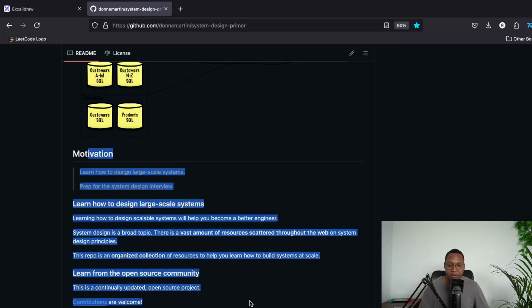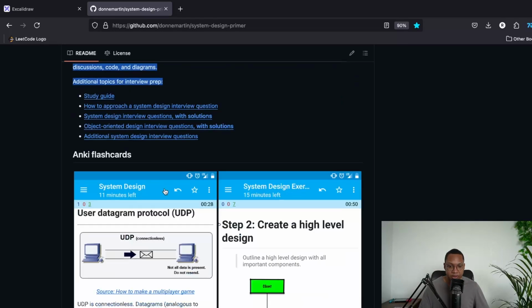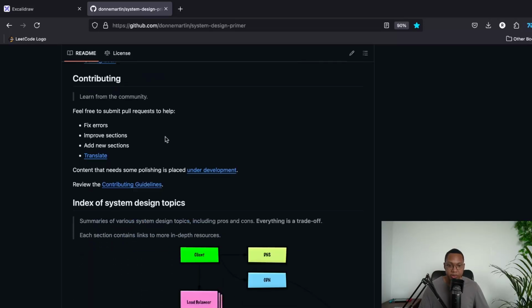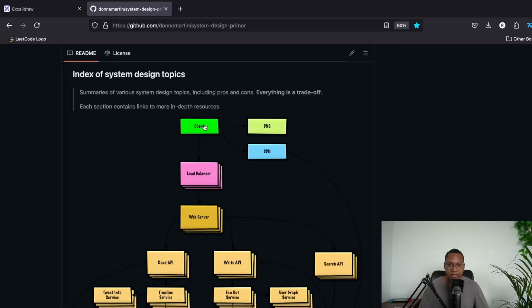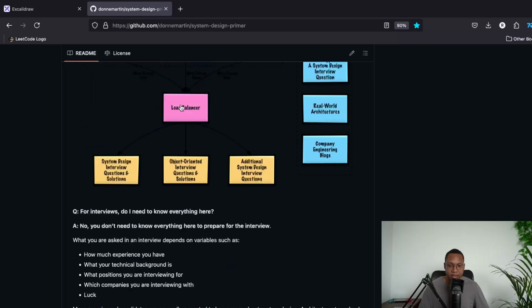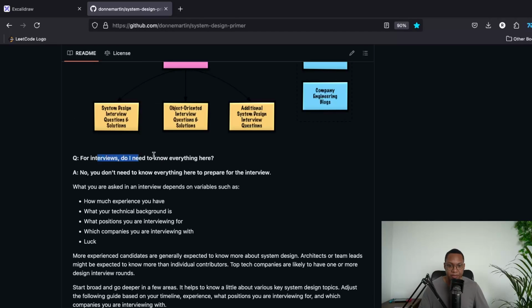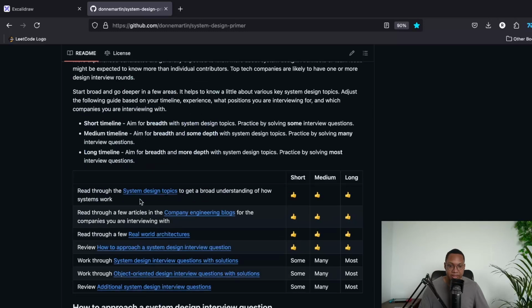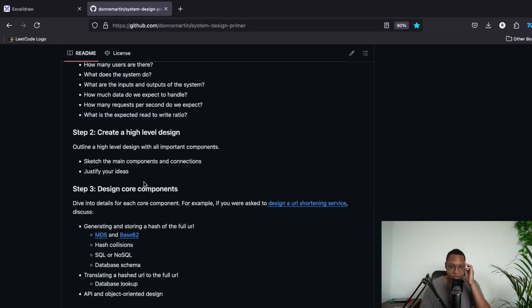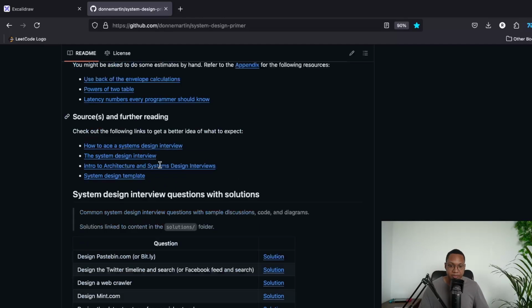So the motivation, he describes why he's doing it. It's just to help people. TLDR, just to help people. He's got some Anki flashcards, some coding deck, system design topics. And here are all the system design topics. We have the study guide. For interviews, do I need to know everything here? Right, this is going to depend. He's got his own thoughts, but as I said, if you finish this, you're fine for interviews. You'll fail some interviews for sure, but you'll do fine.